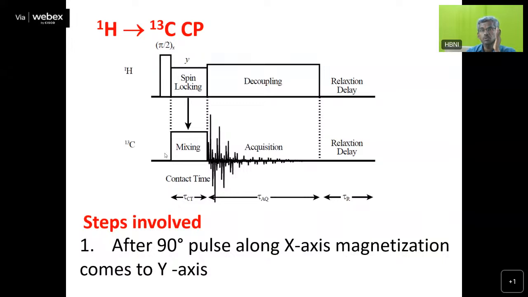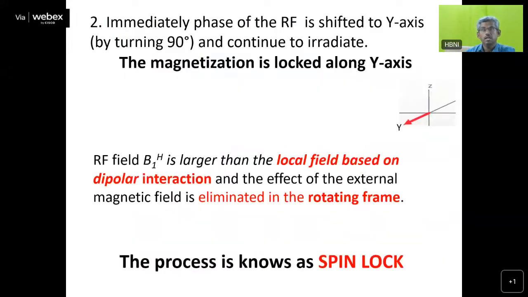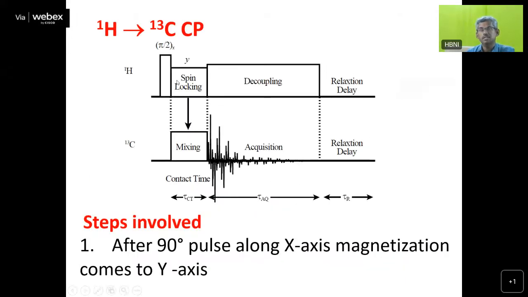Now, the moment the magnetization comes on the y-axis, you lock the magnetization. How can you lock the magnetization? By applying a pulse again. You change the radio frequency in such a way that the magnetization gets locked along the y-axis. That is what we are doing here. Immediately, the phase of the radio frequency is shifted to the y-axis by turning 90 degrees, and we continue to irradiate along the y-axis.